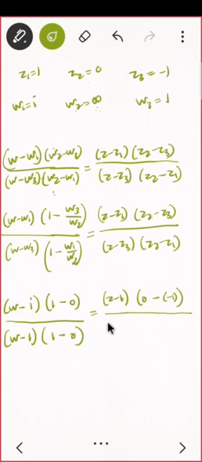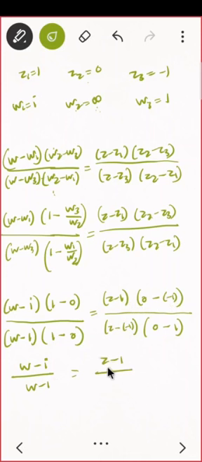And that is divided by, again, z minus z3. z3 is minus 1, and z2 minus z1, that is 0 minus 1. So let us solve this. Here you have 1 and 1, so this is w minus i upon w minus 1, equal to z minus 1 upon, this is minus, multiply here, so it will be z plus 1, so it will be minus z minus 1, correct? So now you should cross multiply and find the value of w.